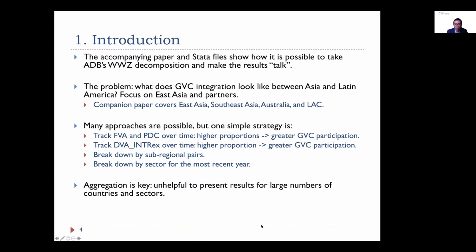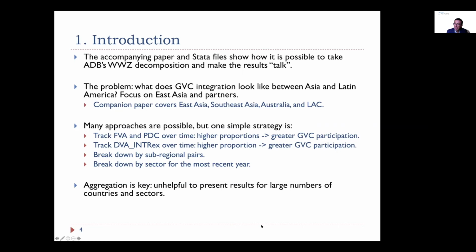But basically, what I want to do is, firstly, track value chain participation over time. And I'm going to do that by looking at FVA and PDC. So remember, we can take the sum of FVA and PDC, and a higher score on that sum is indicative of greater GVC participation. Then I can flip perspectives and look at DVA interx, which is this forward linkages concept. And a high score on that indicates greater GVC participation from the other perspective.